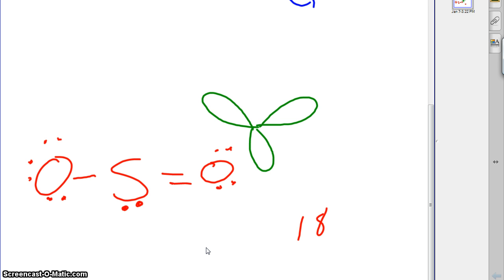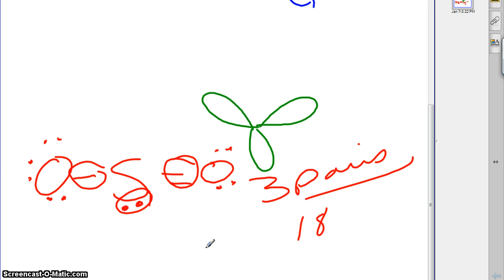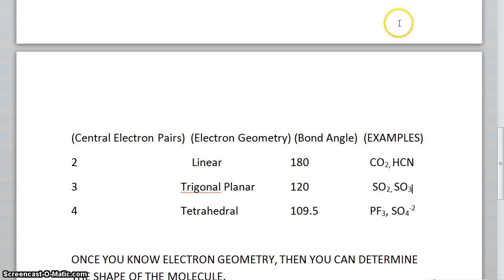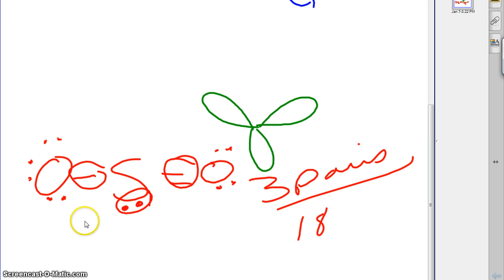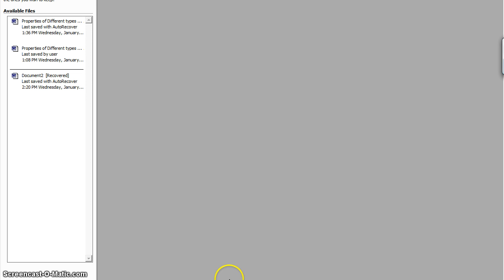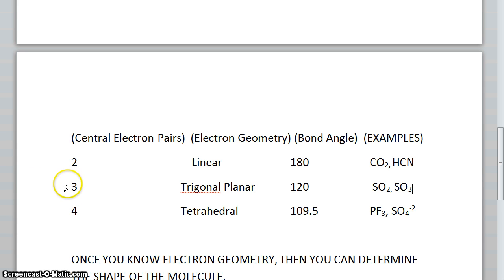So if we go back to counting around the central atom here, sulfur, sulfur has one place where there's electrons, 2 places, 3 places. So it's got 3 pairs. And so the electron geometry, if we go back to our chart, 3 pairs is a trigonal planar, 120-degree bond angle. And we knew that would come out this way because we were doing SO2 as our example.